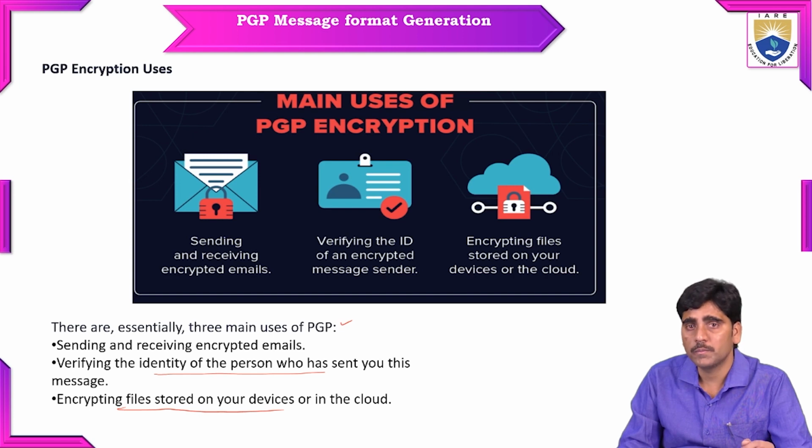And lastly, the PGP encryption uses. What uses does PGP encryption have? Sending and receiving encrypted emails is the first use. The next is verifying the identity of the person who sent you the message, and the files which are stored on the device or cloud are always encrypted. So this is about PGP encryption, the PGP message format, generation and reception of the message, and encryption uses. This is all about PGP message services or PGP message format generation.